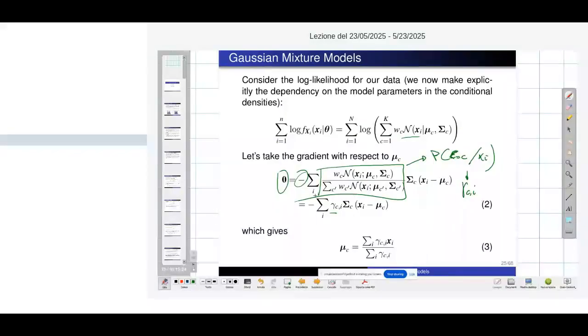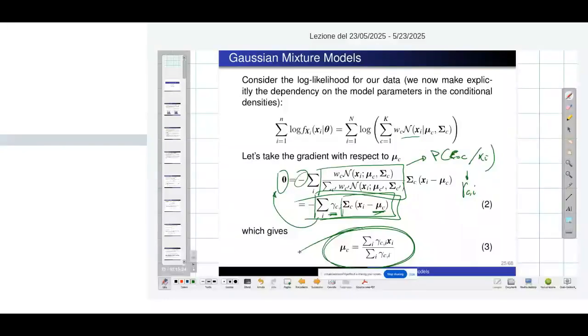The important term is this. We have a sum of what? Sigma_c inverse times x_i minus mu_c, weighted by the posterior probabilities. And this should be set equal to 0. We can solve it as a function of mu_c. This tells us that for this to be true, mu_c should be equal to this expression. Now, did we solve the problem? Did we find a solution for mu_c?